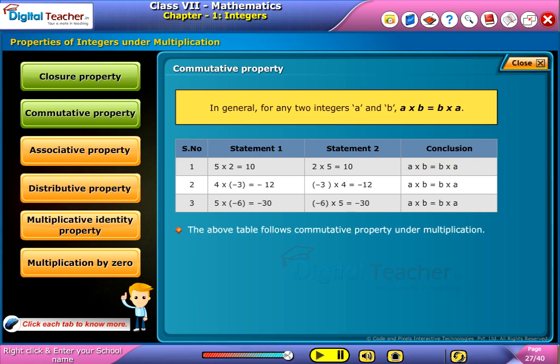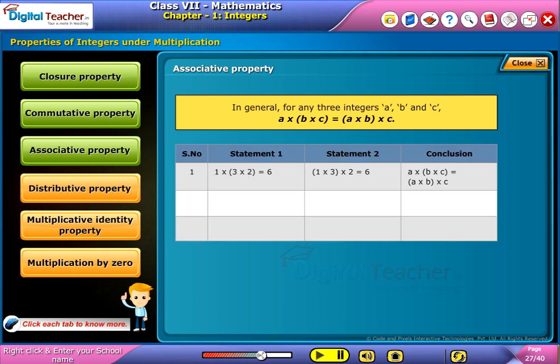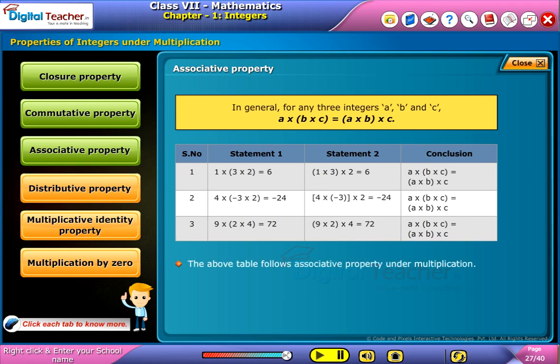Associative property defines that for any three integers a, b and c, a into b into c is equal to a into b into c. Same for the second and the third statements as shown in the table. Therefore, the above table follows associative property under multiplication.